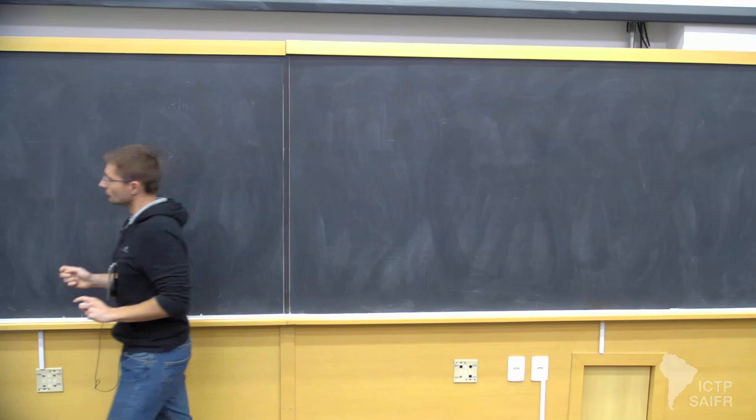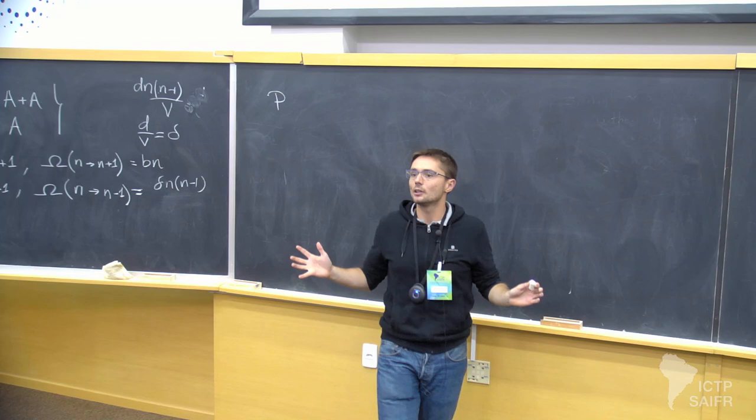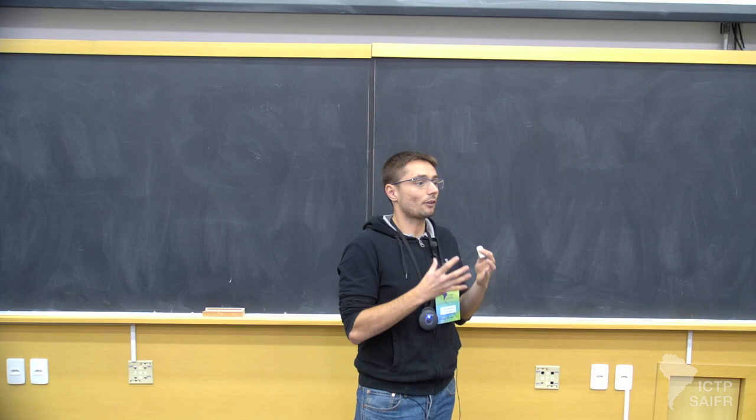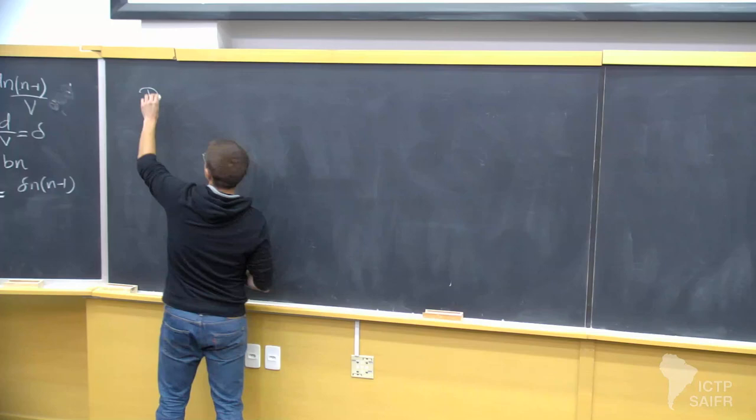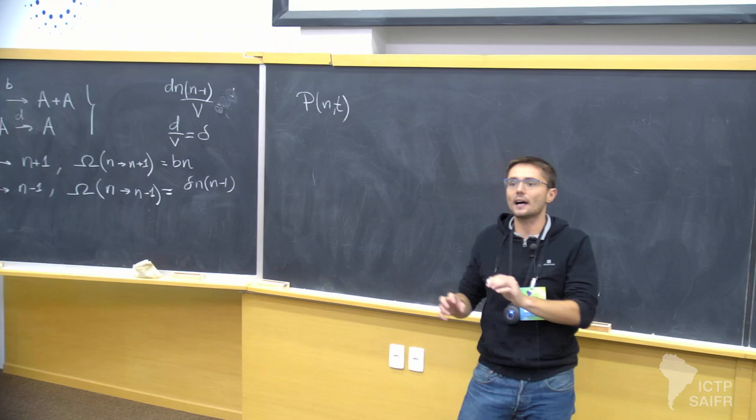So we need to write an equation, as we were saying, for a probability distribution. What's the probability distribution that is interesting for us at this point? The probability of having n cells at time t, right? If we know that, I know everything about the system.